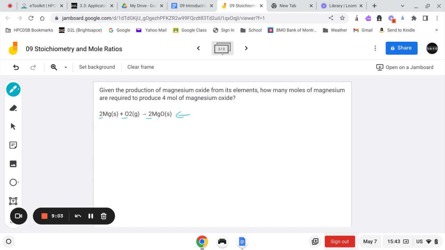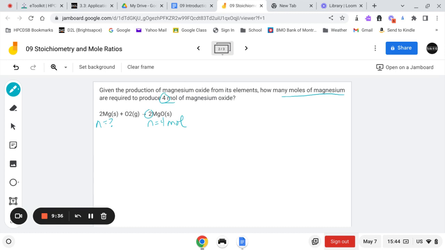Well, one of the things that I like to do is I like to write underneath my substances what I know and what I don't know. So it's saying how many moles of magnesium. So this is my unknown. Okay, I'm going to try to figure out, well, how many moles of that do I need? Because they're not going to make 2 moles of magnesium oxide. They want to make 4 moles of magnesium oxide. So over here, we write down that we're going to make 4 moles of magnesium oxide.